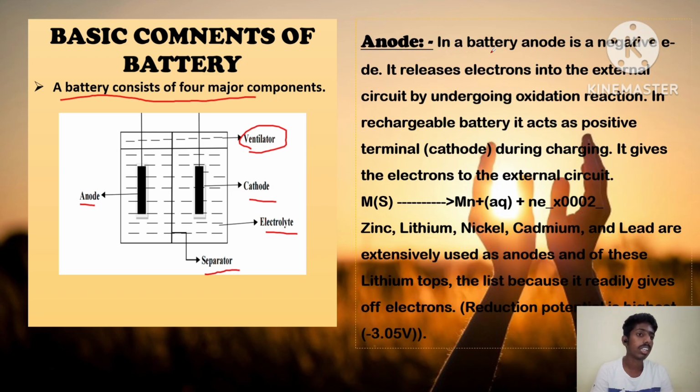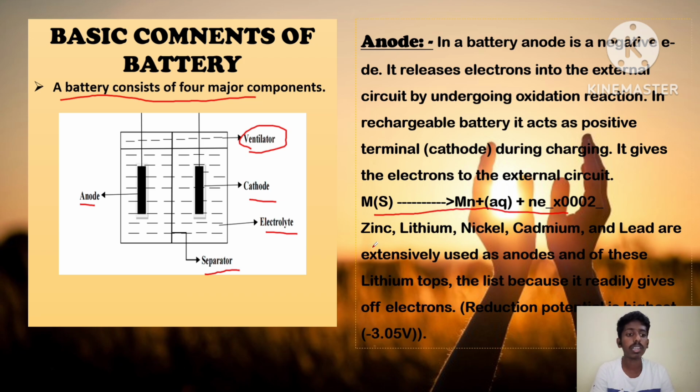Anode. In a battery, anode is the negative electrode. It releases electrons into the external circuit by undergoing oxidation reaction. In a rechargeable battery, it acts as the positive terminal during charging. It gives the electron to the external circuit. This is the chemical reaction at the anode.